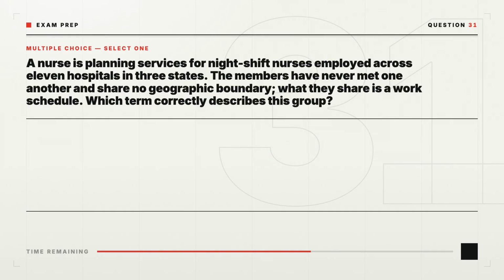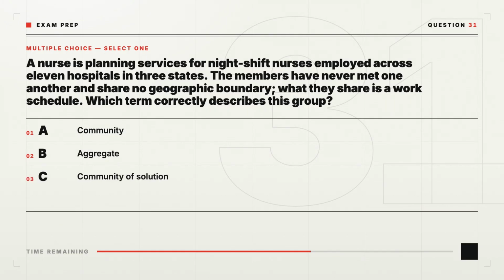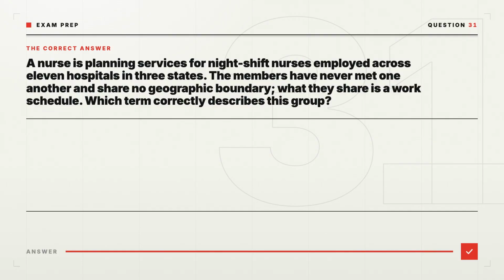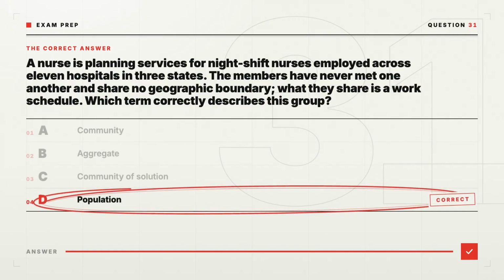Your options are A. Community, B. Aggregate, C. Community of solution, D. Population. Don't overthink it. Which one feels right? The correct answer is D.